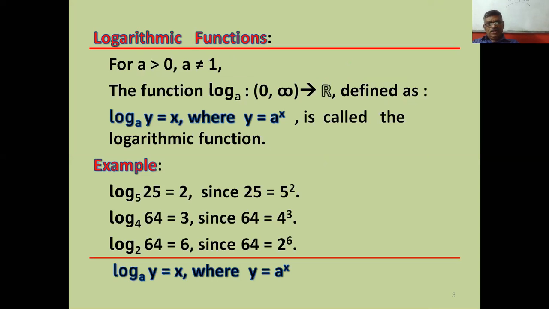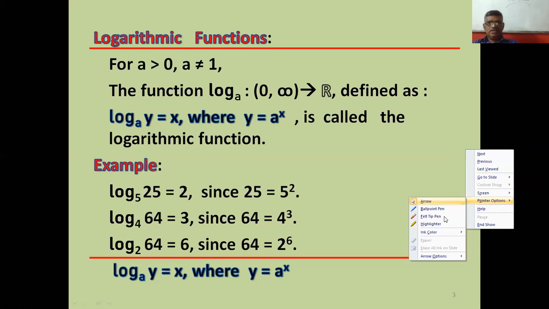How is log defined? Log function is defined for a positive value of a not equal to 1. The base a is a positive value not equal to 1. Log base a is a function from the open interval 0 to infinity to R. Log y base a is x when y equal to a raised to x. That is the elementary definition.